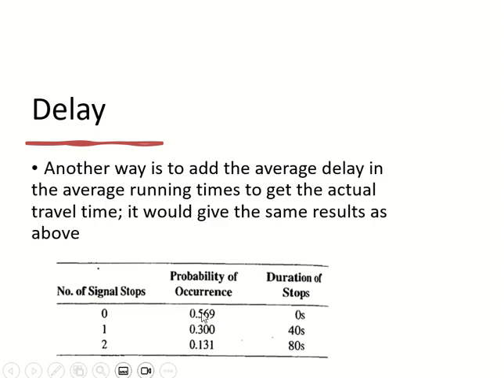Probability. What is the probability of that? So 0.569, meaning 56.9% probability that the car will go through both the signals without stopping. Must be a very good signal, something from heaven, right?